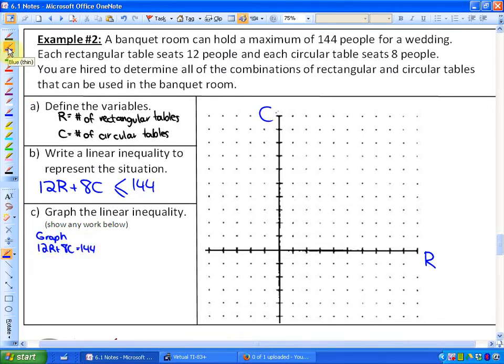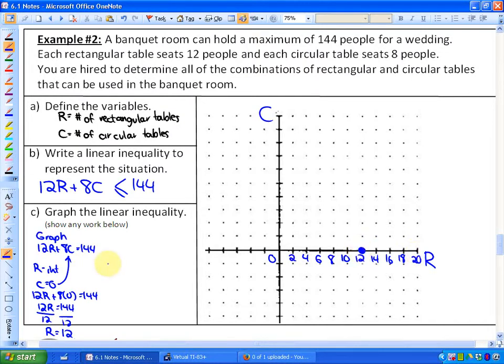If I would like to find the R-intercept, that would be where C is equal to 0. So it would be 12 times R plus 8 times 0 equals 144, or 12R equals 144, and if we divide by the coefficient 12, we get that R equals 12. Since this axis only goes up to 10, you may want to choose a different scale. In fact, I'm going to go up by 2s. So for the boundary, R is equal to 12.